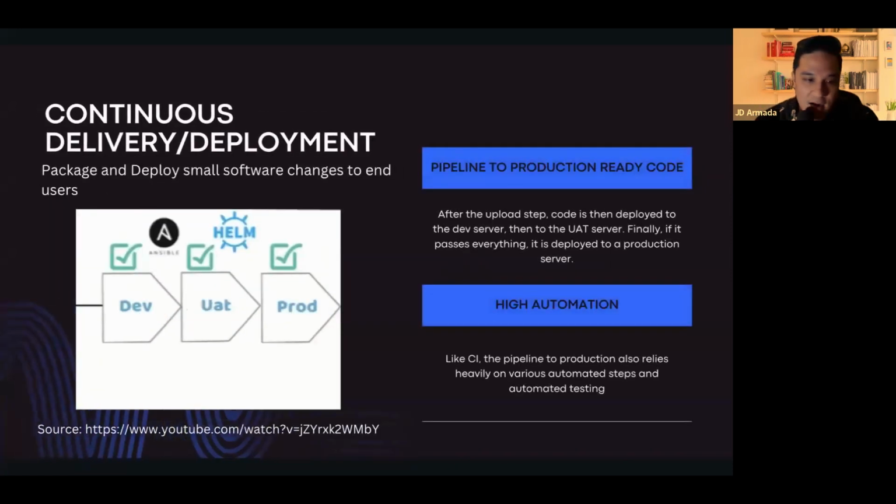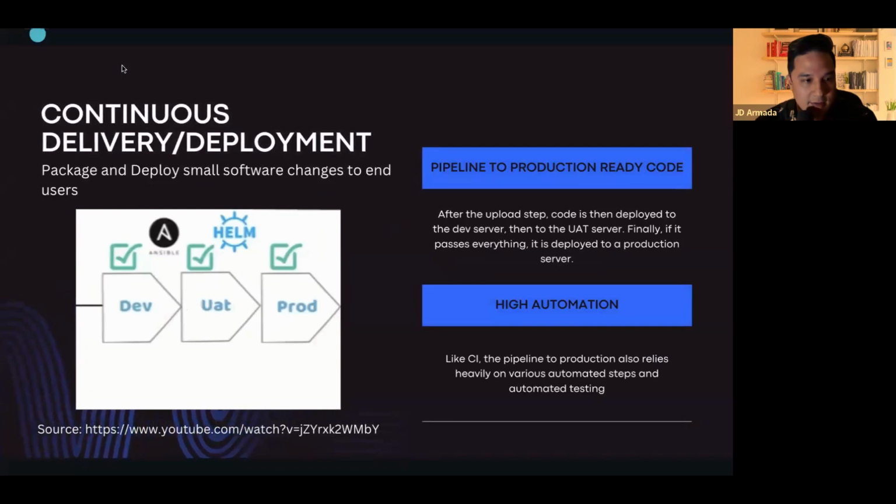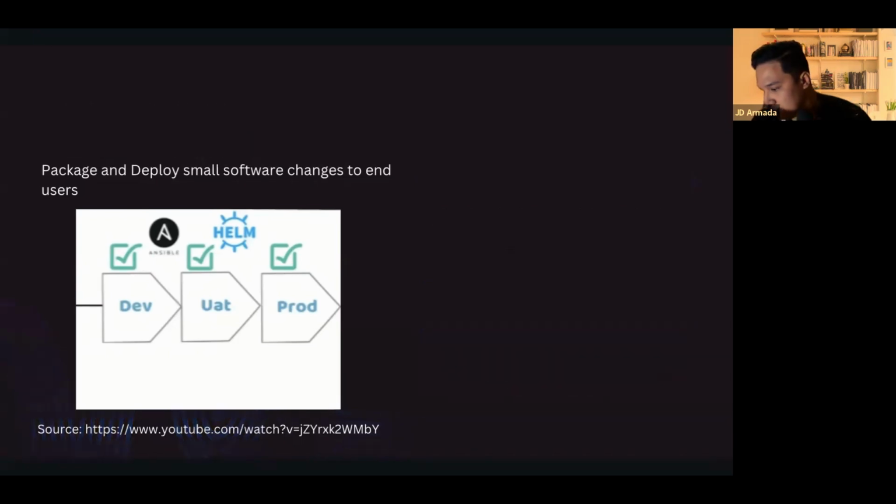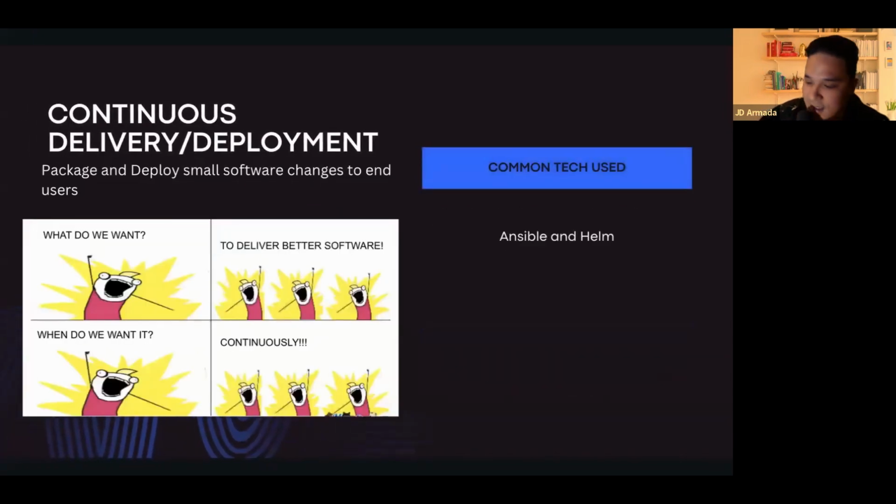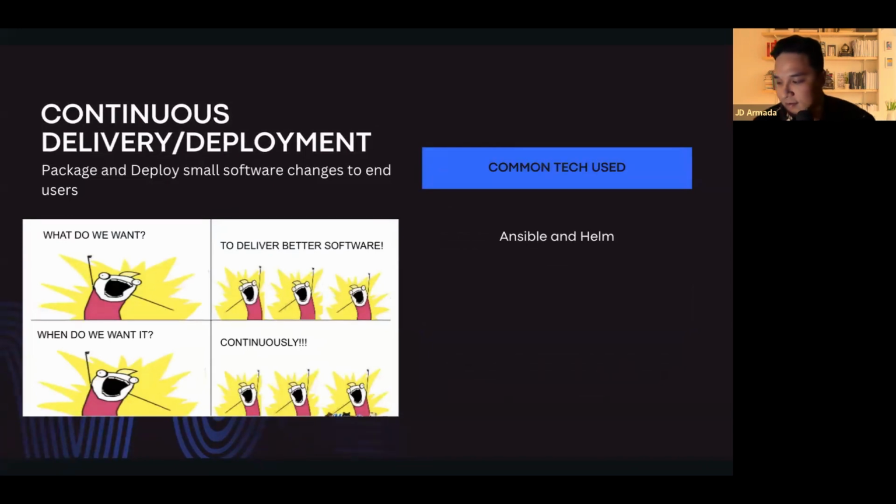So let's move on to continuous delivery and deployment. If CI is the build and test phase, continuous delivery is the package and deploy phase. So this will represent our pipeline to production ready code. After the upload step, it's deployed into the dev server, then into the UAT server, and finally, if it passes all the tests, it's deployed onto a production server. Just like continuous integration, this pipeline relies heavily on a lot of automated tasks and automated testing. Some common tools used with continuous deployment are Ansible and Helm.